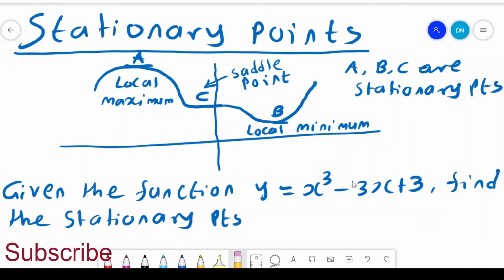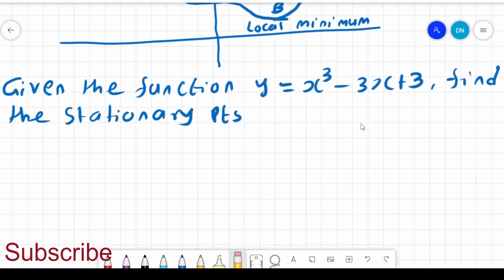want to look at stationary points. In the figure there, we can see that we have a point A, which we call the local maximum. We have the point B, which is the local minimum, and the point C, which is our saddle point. The three points, A, B, and C, are what we refer to as the stationary points. Given the function y equals x cubed minus 3x plus 3, find the stationary points. We want to use the principles of differentiation to be able to do that.